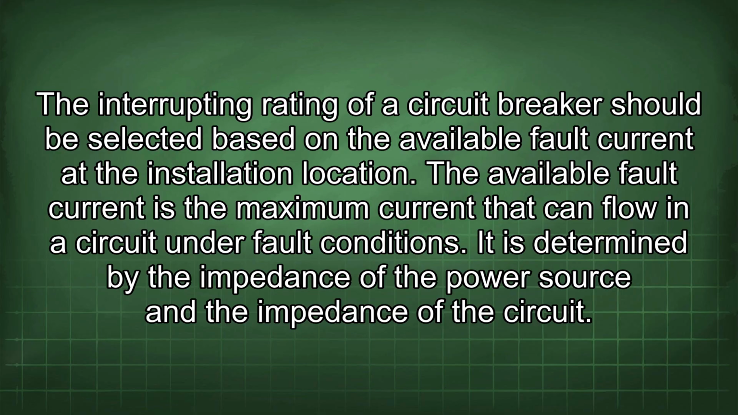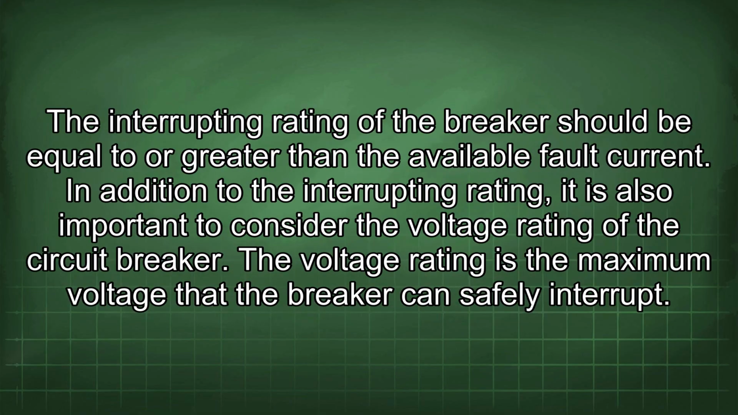The interrupting rating of a circuit breaker should be selected based on the available fault current at the installation location. The available fault current is the maximum current that can flow in a circuit under fault conditions. It is determined by the impedance of the power source and the impedance of the circuit. The interrupting rating of the breaker should be equal to or greater than the available fault current.